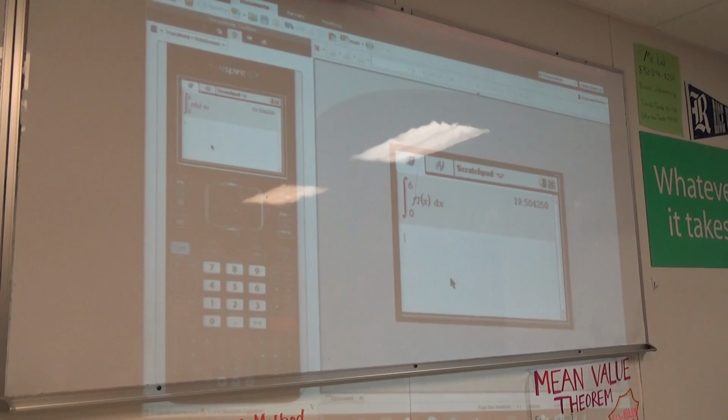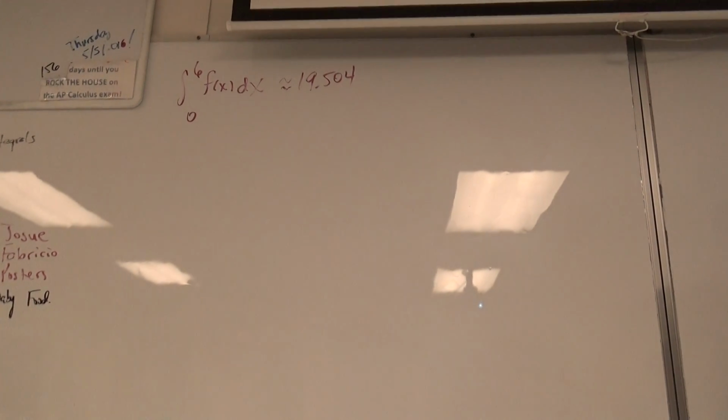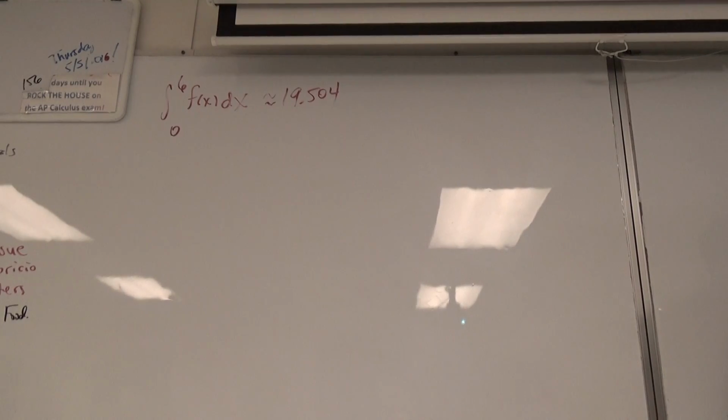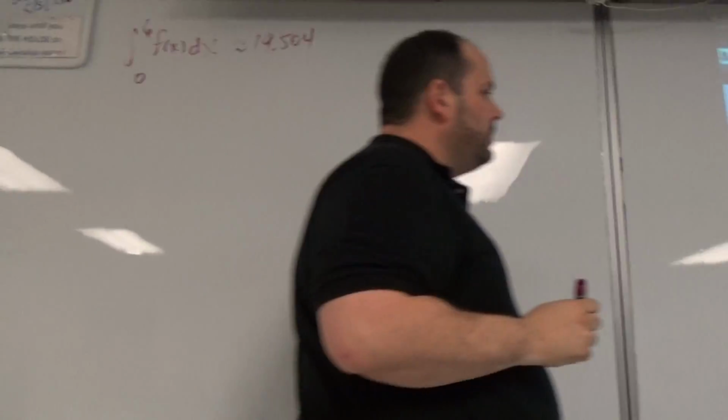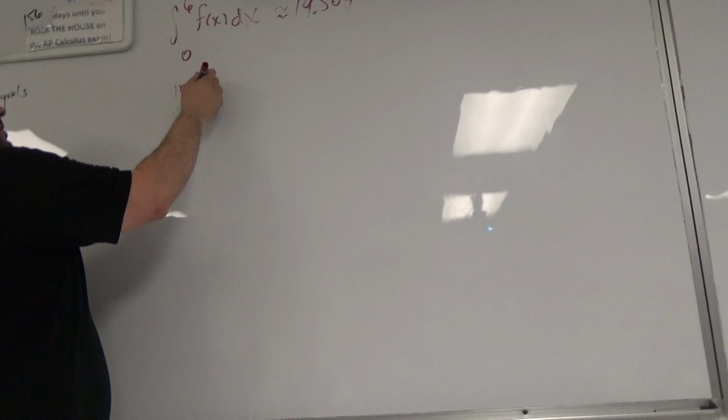The 19.504 represents the actual area. What we're going to do is the midpoint method to approximate. So right here, let's switch back to the graph. So we're doing the midpoint method.